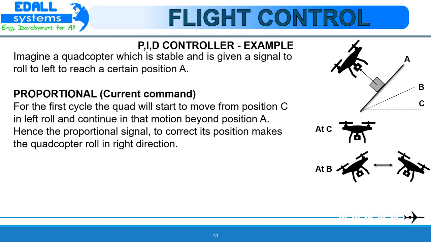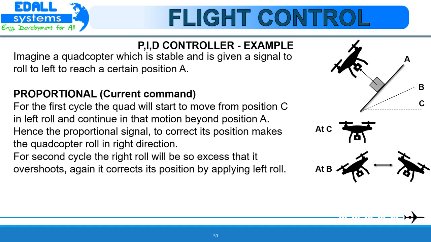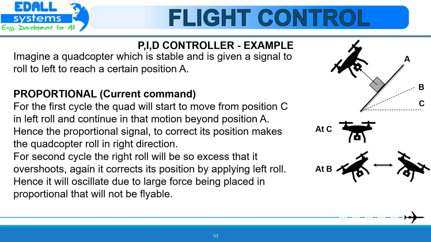The proportional signal to correct its position makes the quadcopter roll to the right again. Once the position crosses beyond A, the proportional signal will, in the cycle, roll back to correct its position by applying a right roll. By applying a right roll, it will roll so much that it will overshoot, and again it has to correct its position by moving towards the left. Hence, it will oscillate right to left. It will oscillate due to the large force placed in the proportional, which will not be flyable.